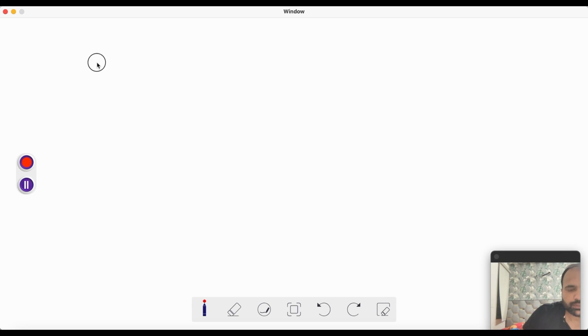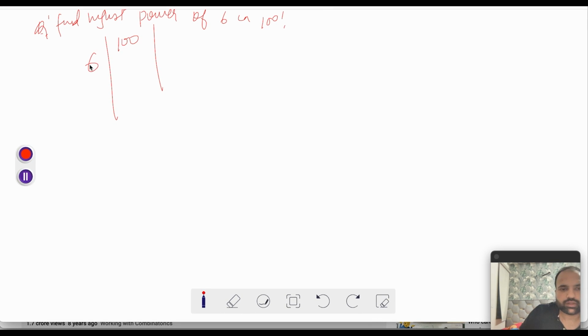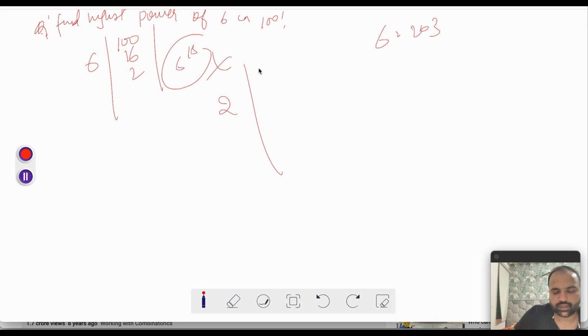So in the last clip I said that if we are asked to find the highest power of 6, let's say there's a question: find the highest power of 6 in 100 factorial. So we need not do this with 6 directly. No, it's wrong, because this method that we have been doing is only for prime factors. So what we have to do is break it into primes. Now again, understand this is a very good concept.